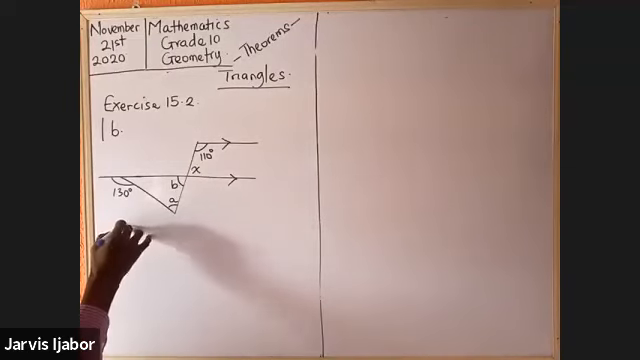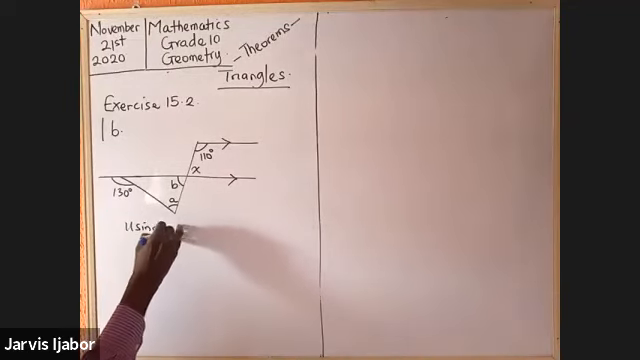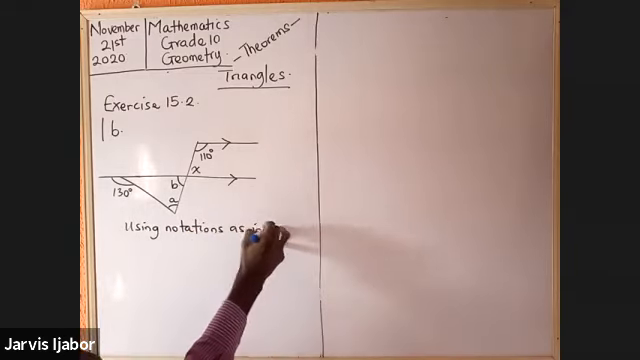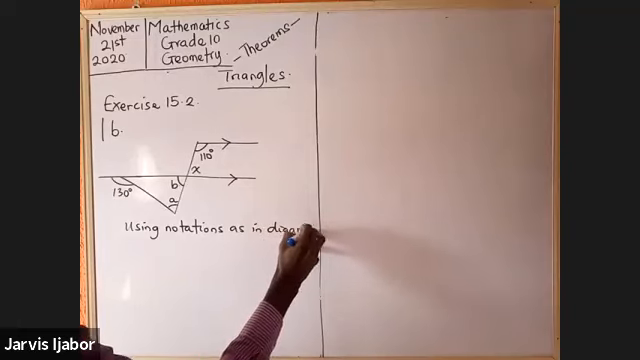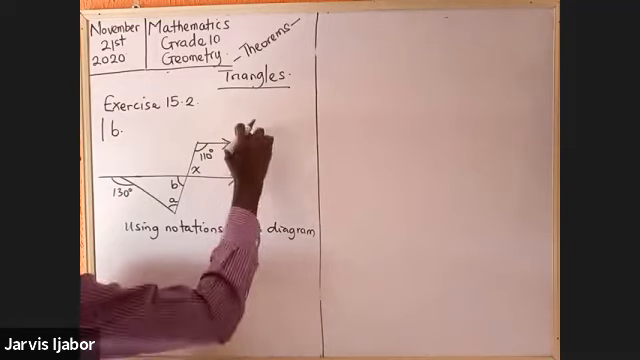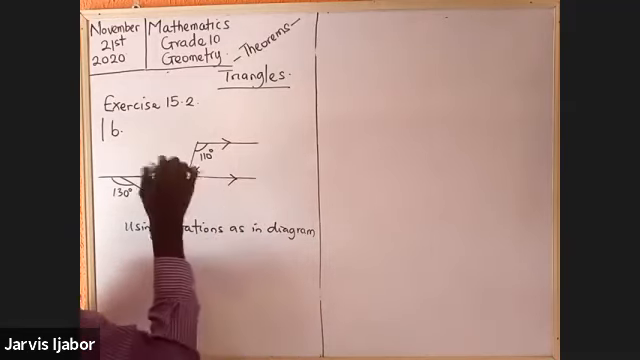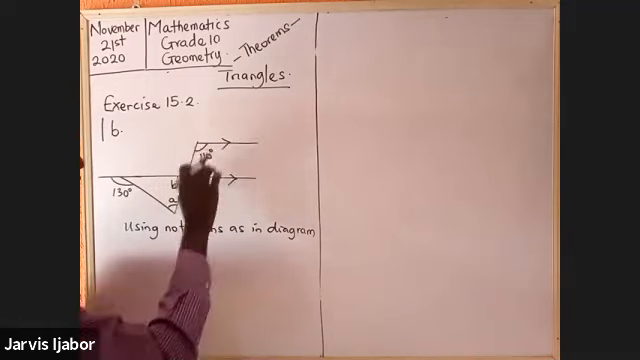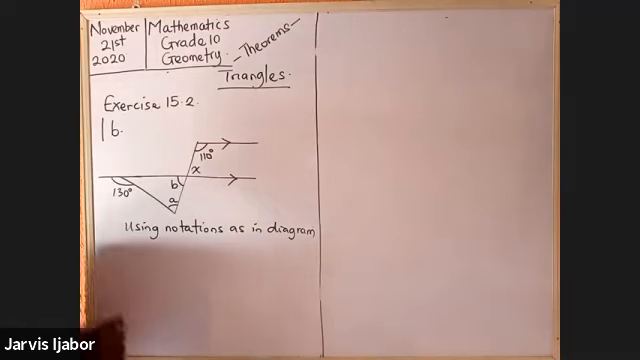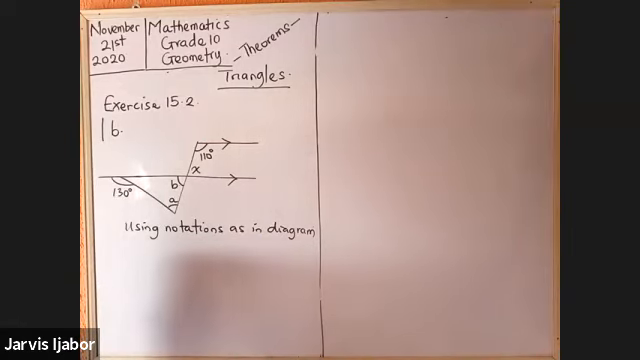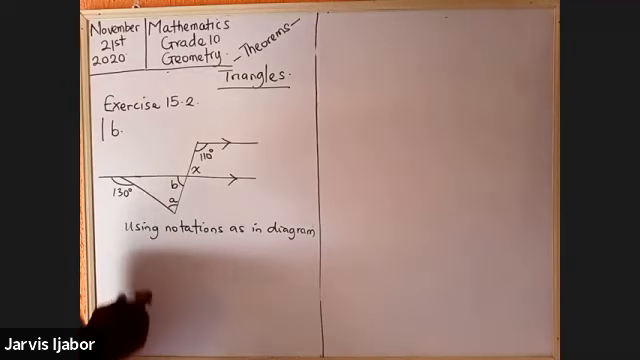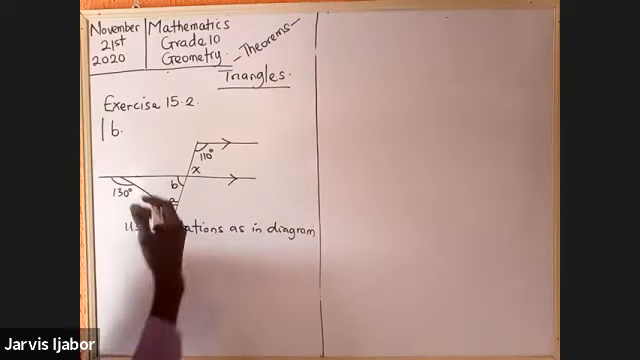Now, using notations as in diagram, you understand that this symbol tells us that these lines are parallel. And there is a relationship between this angle 110 and X. What's the relationship? They are said to be co-interior or allied angles.